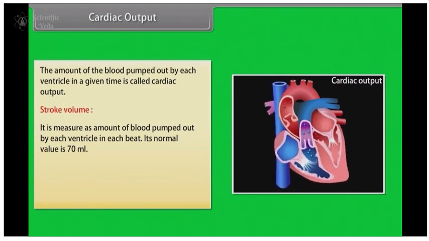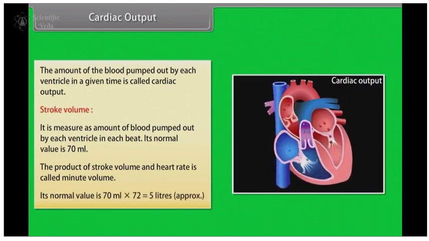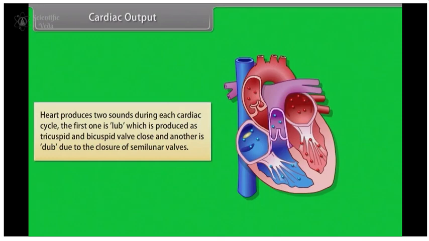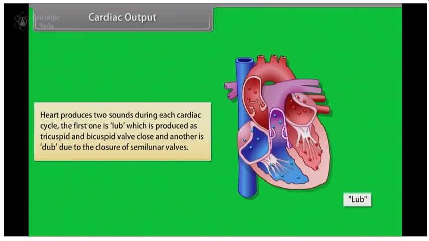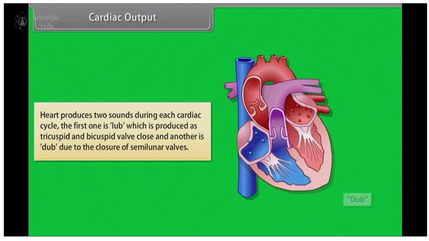The product of stroke volume and heart rate is called minute volume. Its normal value is 70 milliliter into 72 equals 5 liters approximately. Heart produces two sounds during each cardiac cycle. The first one is lub, which is produced as tricuspid and bicuspid valves close, and another is dub, due to the closure of semilunar valves.